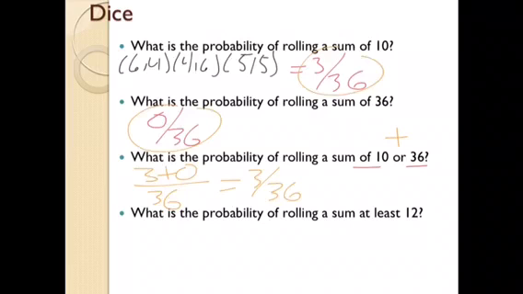Looking at our last question, what's the probability of rolling a sum of at least 12? Well, the only way we can get a sum of 12 is by getting a 6 and a 6, which means there's one way for that to happen out of the 36 possible outcomes for our sample space. So we have a 1 out of 36 chance.